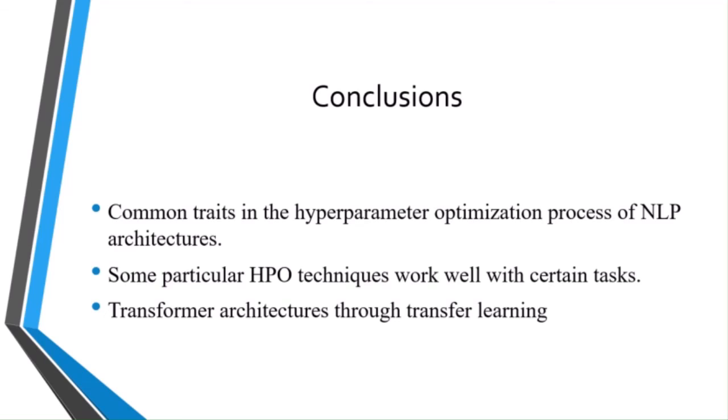We conclude our work by saying that we found good practices in hyperparameter optimization in natural language processing related tasks. We found that there are common traits in the optimization process of hyperparameters, and that some particular HPO techniques work well with certain tasks. Also, the values reported in this paper from certain studies can be reproduced in similar tasks. The recent developments in the transformer architectures have paved the way for optimal models down the line by means of transfer learning that benefits ultimately the hyperparameter optimization in NLP.